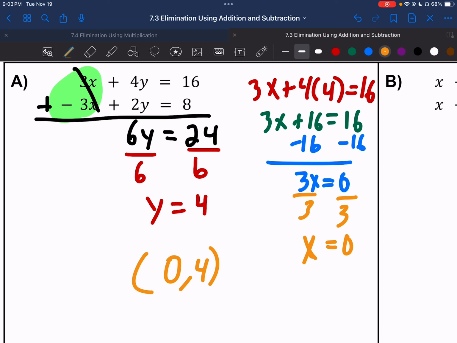And I'm not going to require you to go through the work every single time with checking your answer, but if we just did it for this one, we've got negative 3 times 0, that's 0, goes away. 2 times 4 is 8, which is equal to 8, so our equation is true. 0, 4 is our point of intersection.